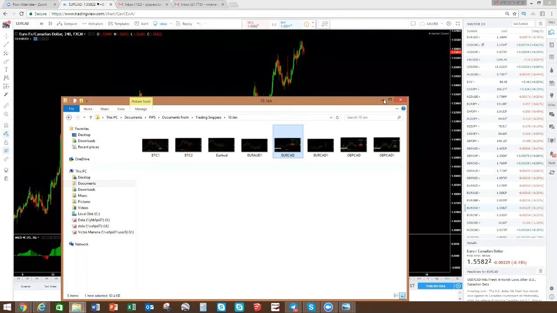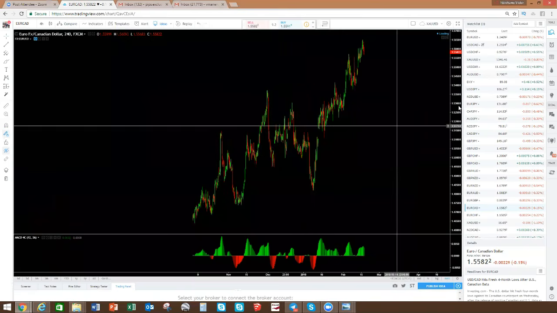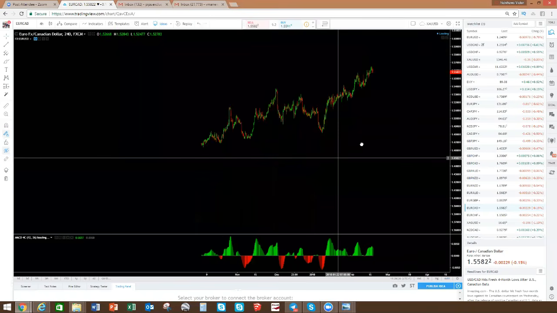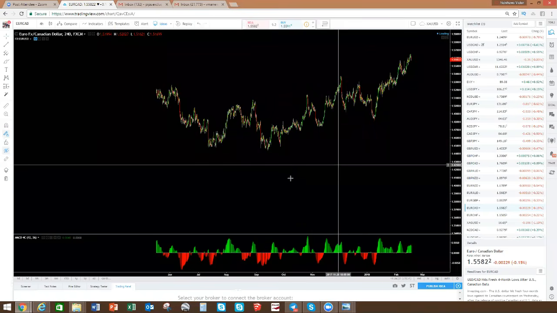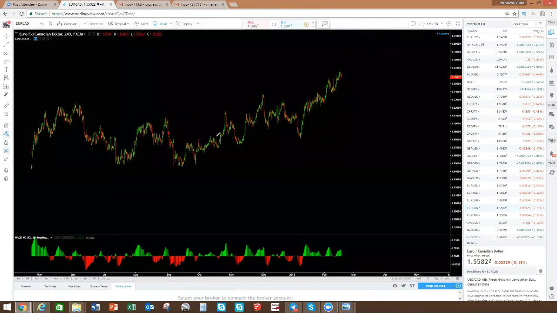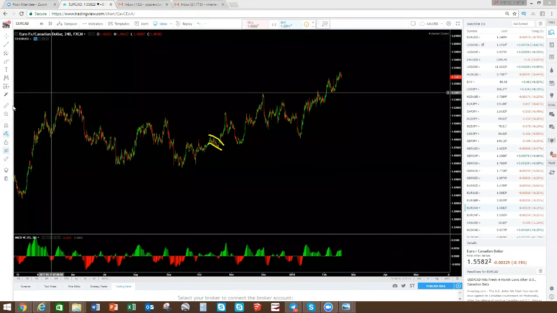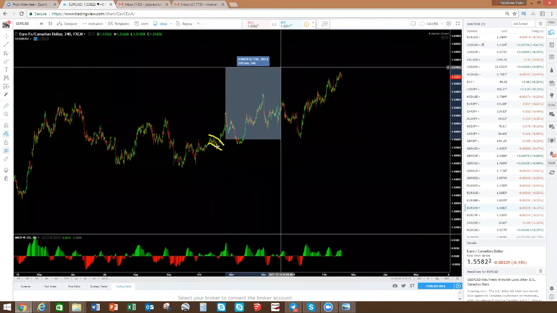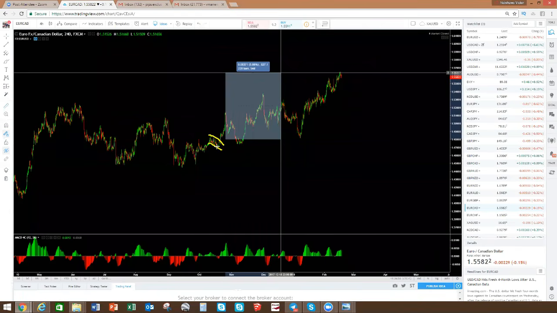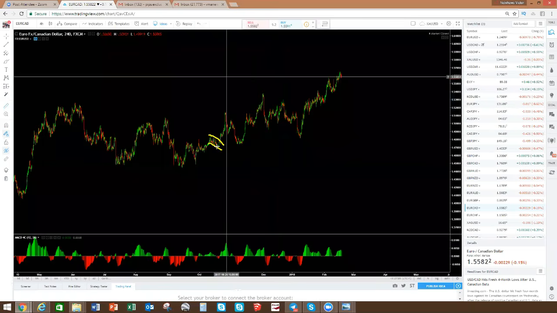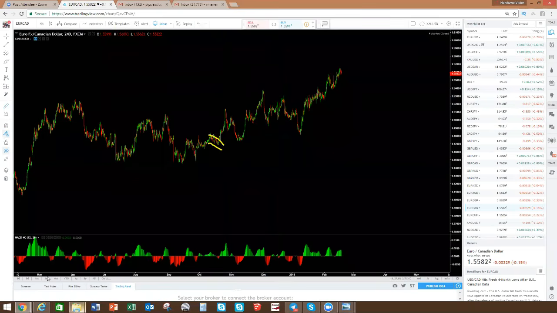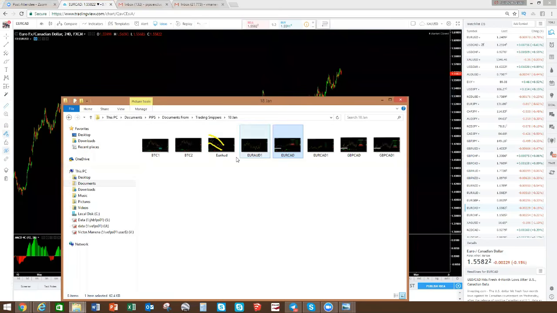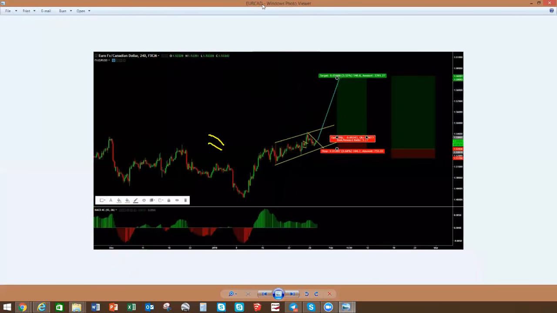I'm going to show you on the chart. Bought it here. Bought EURCAD here. Bought it here on this flag. I'm going to show you where we bought. It's currently on 830, over about 800 pips. EURCAD, that's where we bought it.